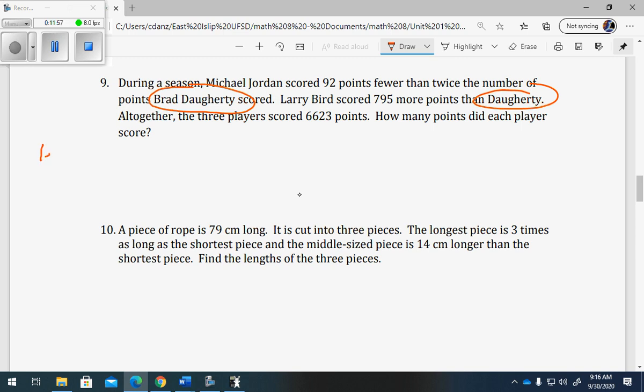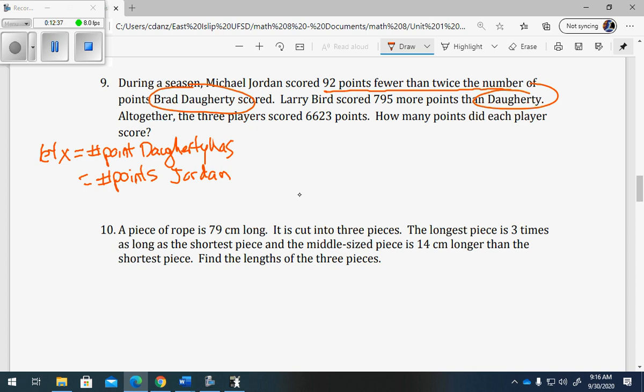So this is a case where we have to use let statements. I know you did this last year in 7th grade. I'm going to let x equal the number of points that Brad Daugherty has. So if x is the number of points that Daugherty has, now I can write something for Michael Jordan. The number of points that Jordan has is 92 fewer than twice Brad's.